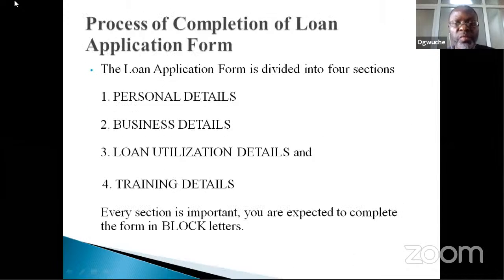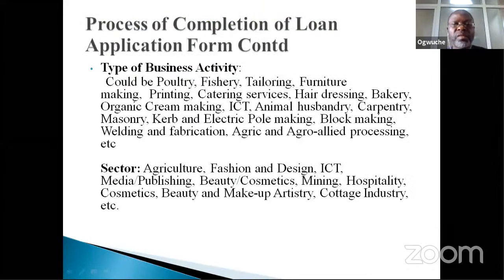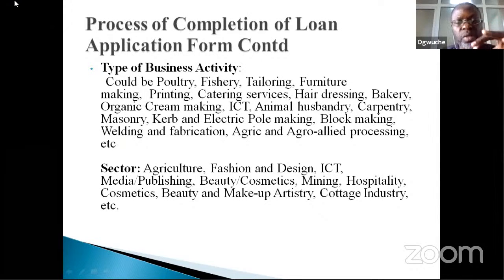Let's scroll forward a bit and look at the different types of business activities that we have here so that we get that differentiation. Here you can see type of business activities, okay? We have poultry, fishery, tailoring, furniture making, printing, catering services, hairdressing, bakery, organic cream making, ICT, animal husbandry, carpentry, masonry, curb and electric pole making, block making, welding and fabrication, agri and agro-allied processing. All these are business activities which are recognized by the bank and then funded.